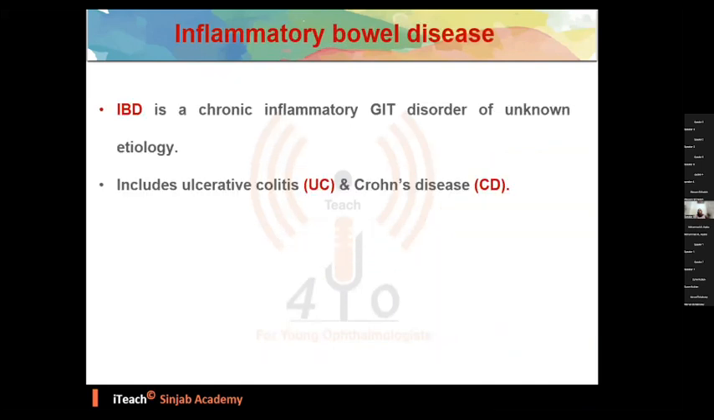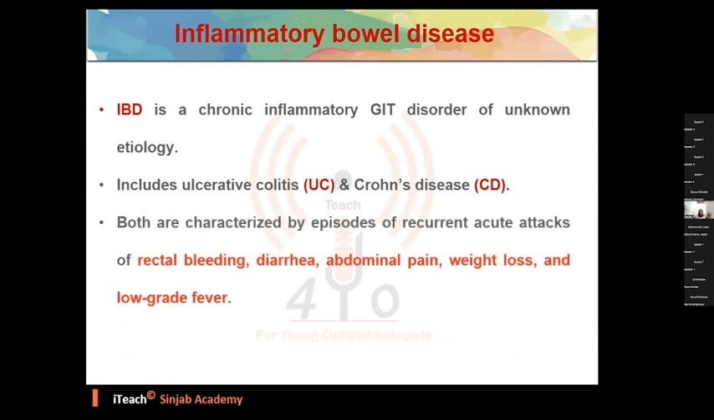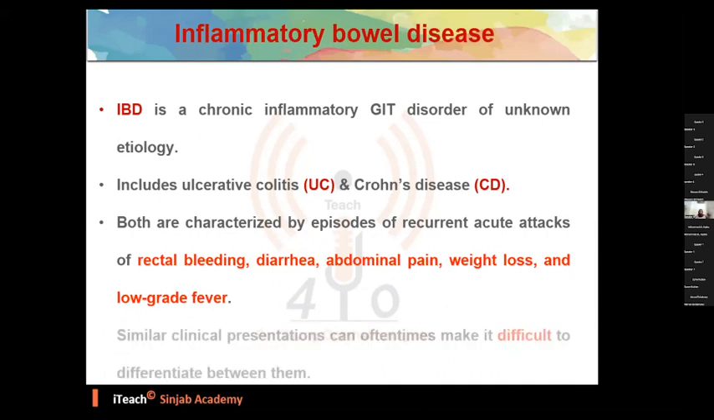Inflammatory bowel disease is a chronic inflammatory GIT disorder of unknown etiology. It includes ulcerative colitis and Crohn's disease. Both are characterized by episodes of recurrent acute attacks of rectal bleeding, diarrhea, abdominal pain, weight loss, and low-grade fever. Similar clinical presentations can oftentimes make it difficult to differentiate between both entities.